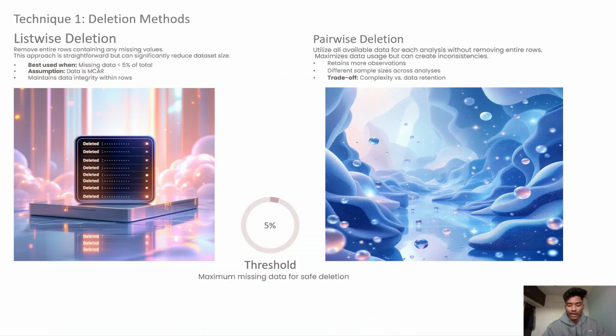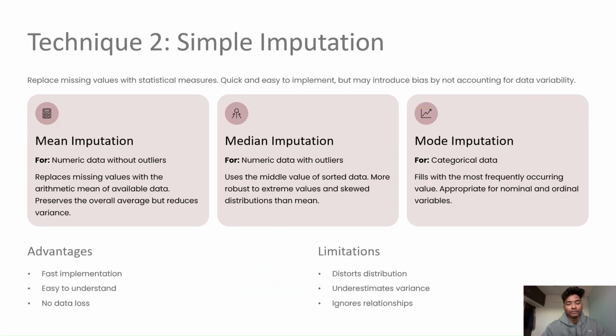Now let's discuss handling technique 2, simple imputation. Simple imputation replaces missing values with a single statistic. It can be mean imputation for clean numeric data, which replaces missing values with the average. It can be median imputation for numeric data with outliers; it's more robust than the mean. It can be mode imputation for categorical data, which uses the most frequent category. Now the pros: it's fast, easy, and no data is lost. But the cons: it distorts distribution and ignores relationships.